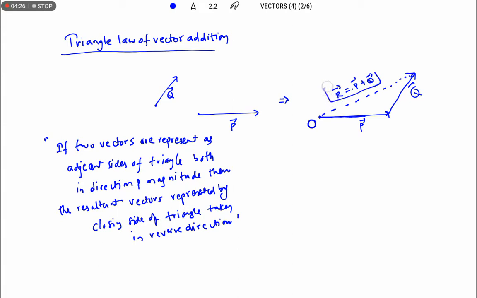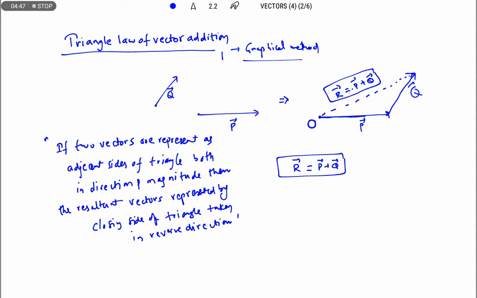Suppose this is P and this is R bar equals P bar plus Q bar. In this way we are going to get the resultant of the two vectors P bar plus Q bar in the graphical method. So this we are discussing as the graphical representation, as the graphical method only. Okay, this is about the triangle law of vector addition.